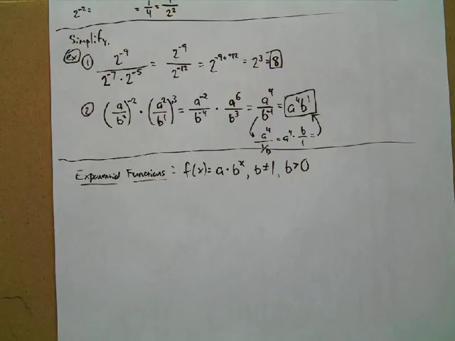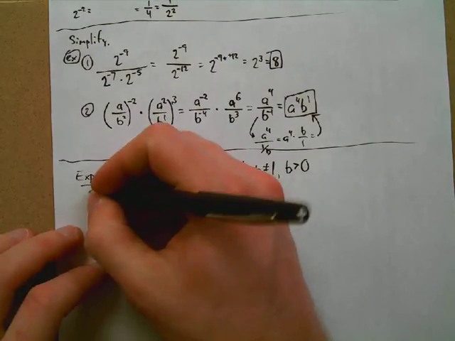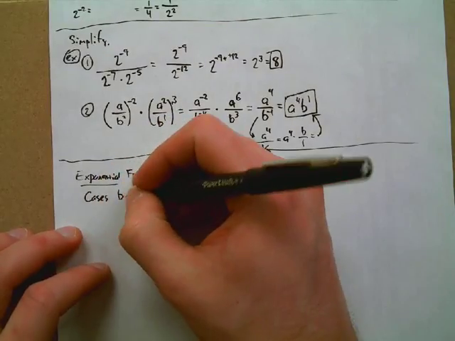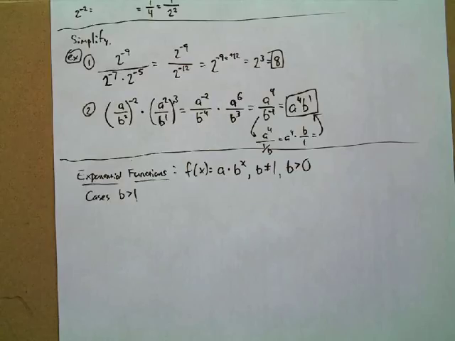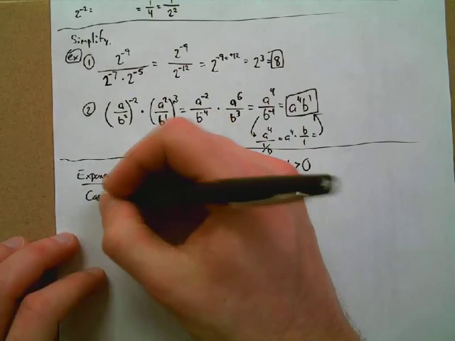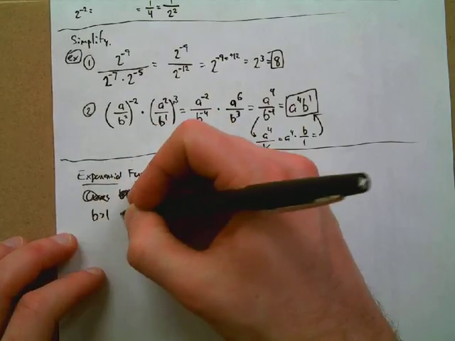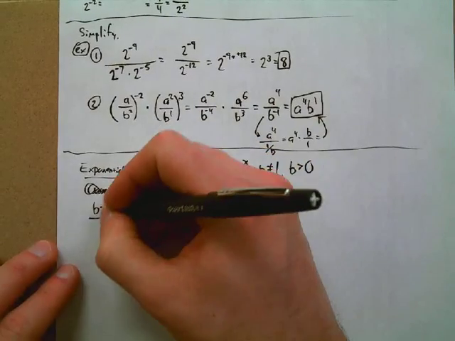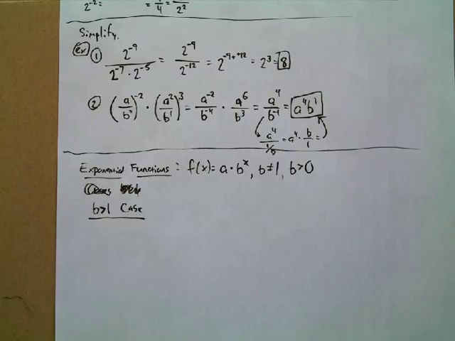Okay, so that results in two different shapes. We're going to look at cases where b is greater than 1, I guess I should say. Let me do it this way. b greater than 1 case. Okay. So look at the cases where b is greater than 1, and then we'll also look at the case where b is between 0 and 1. Okay. The different b values result in different graphs there.